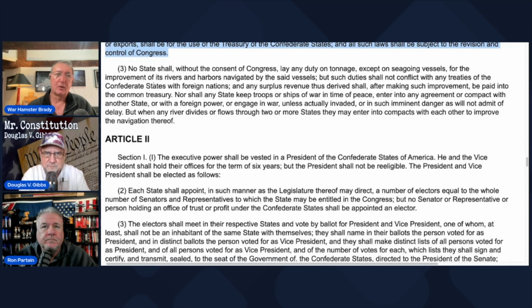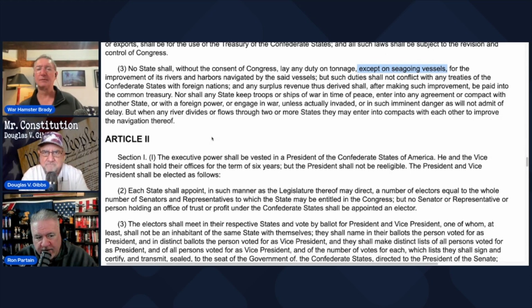Duties on tonnage, seagoing vessels, etc. Well, actually, that's interesting, because the "except on seagoing vessels" is an addition. So no state shall, without the consent of Congress, lay any duty on tonnage, except on seagoing vessels for the improvement of its rivers and harbors navigated by said vessels. That's new.